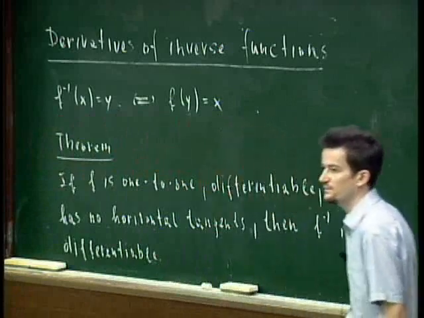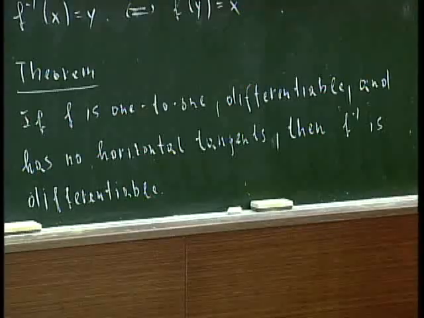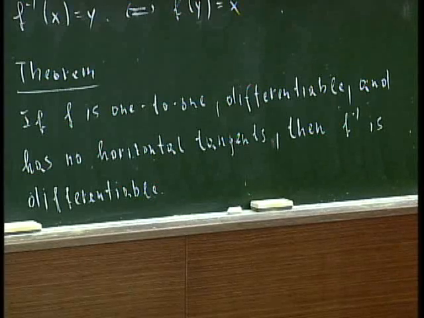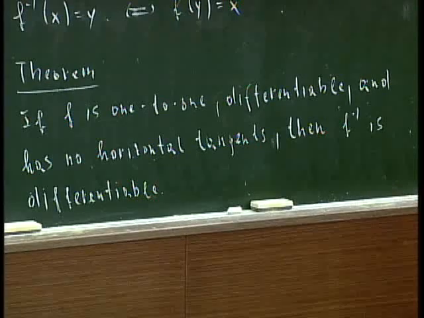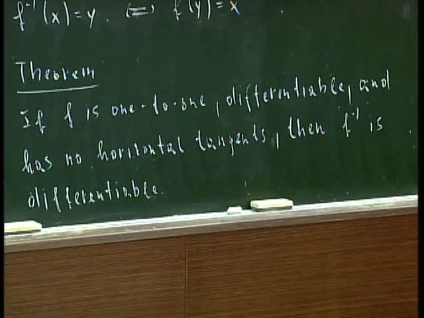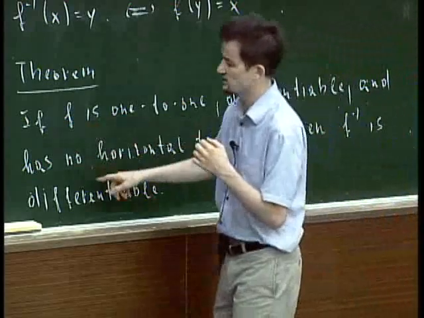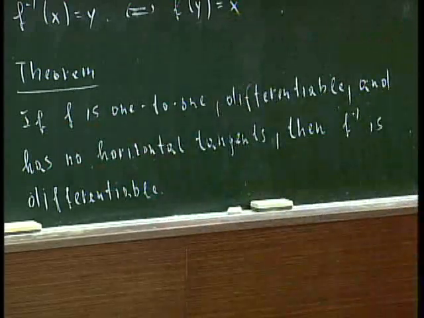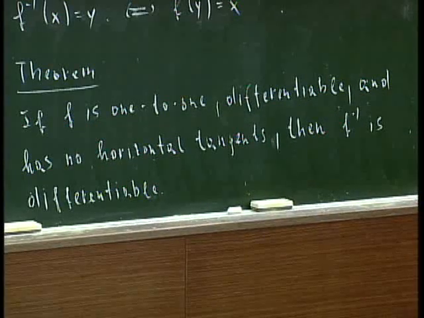This is something you actually expect, because the graph of the inverse function we obtain by taking the graph of the function f and reflecting it about the line y equals x. By this simple reflection process, you would expect that if the original function is differentiable, the inverse function will preserve the property of being differentiable. The only problem is if the original function has horizontal tangents, because those are mapped by reflection into vertical tangents, and vertical tangents are points where the function is not differentiable.